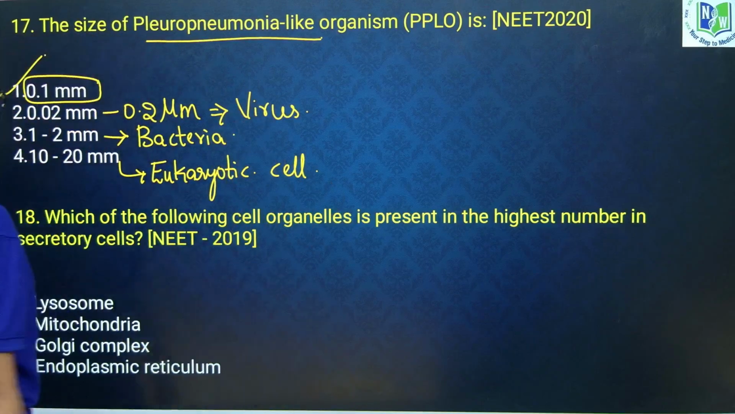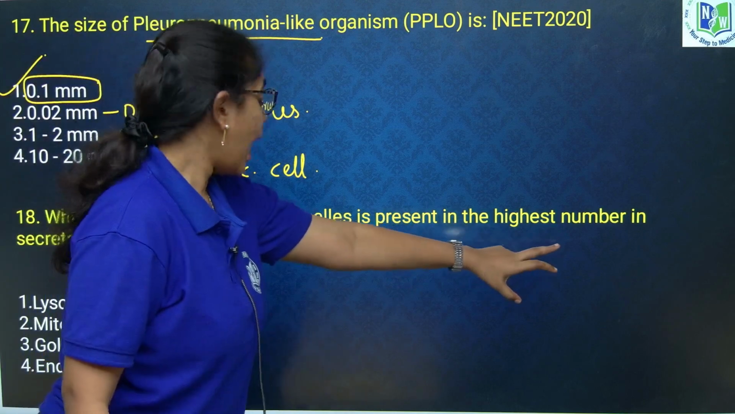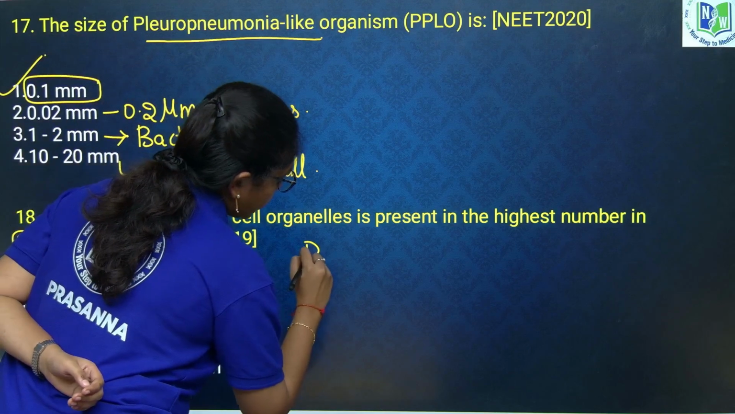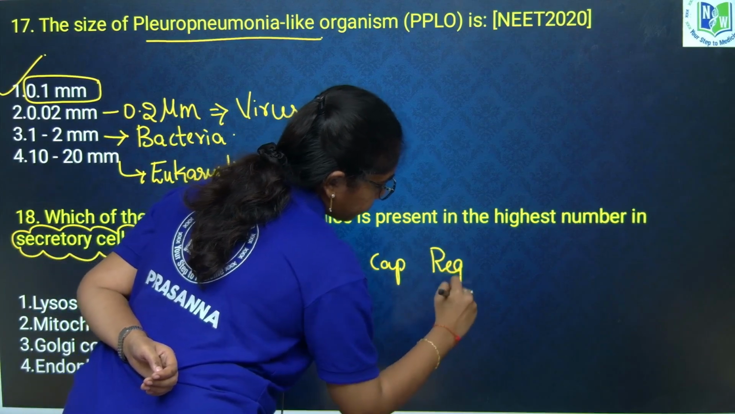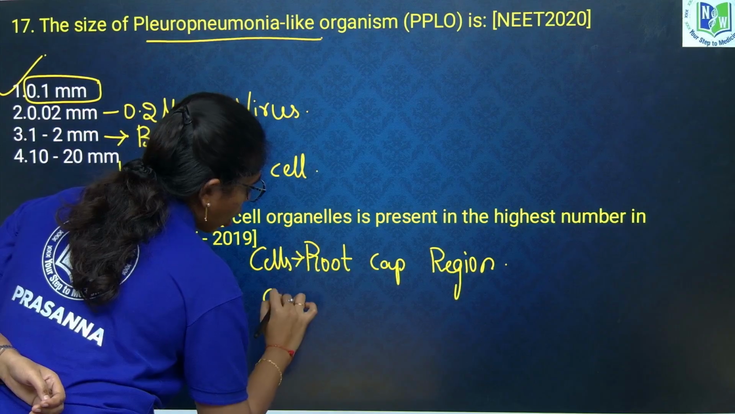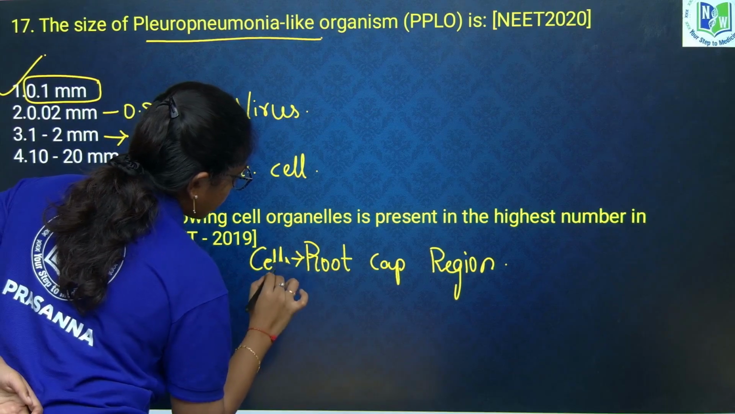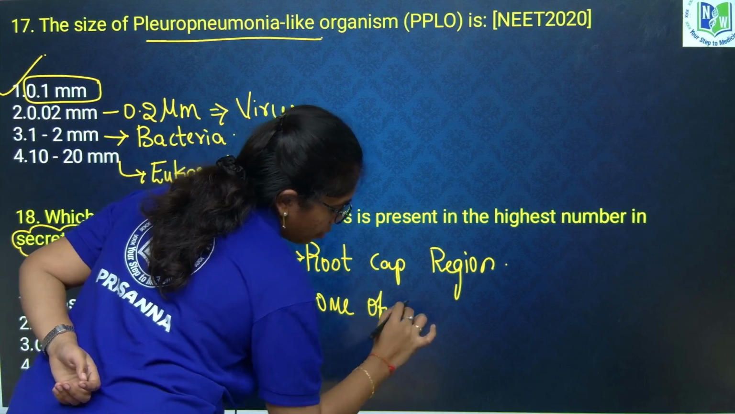Next question, if you see, which of the following cell organelles is present in the highest number in secretory cells? These organelles are largely present in secretory cells. For example, cells in the root cap region, cells of the acrosome of sperm.